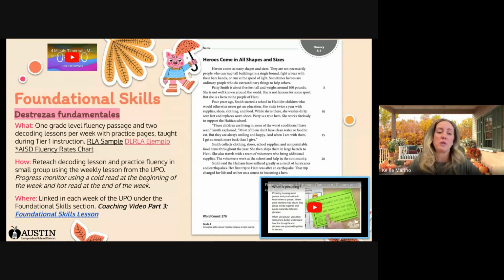the destrezas fundamentales section. If you want a deep dive into that section of instruction, especially in our upper grades, I know some of us are not as familiar with foundational skills, but we can do it. You can teach foundational skills in the upper grades. I believe in you. Please take some time, if this is an area of growth for you, to watch our foundational skills lesson coaching video.